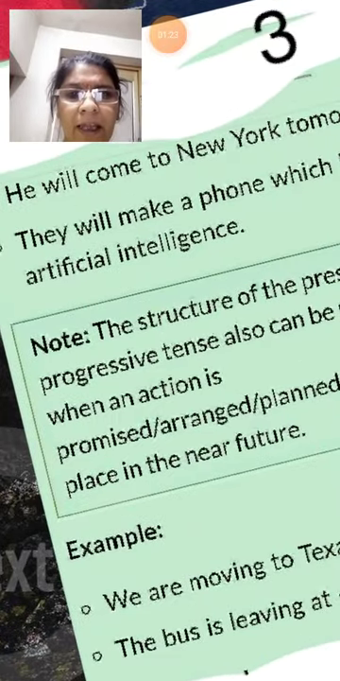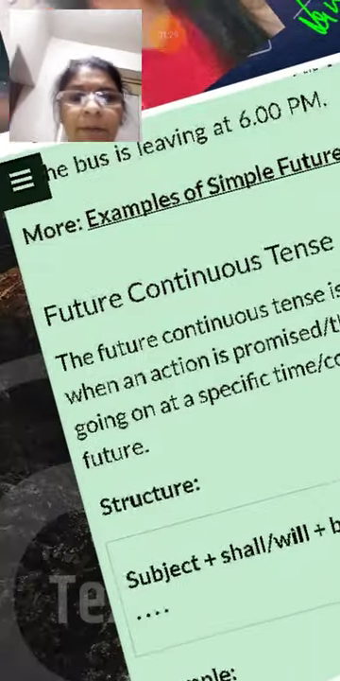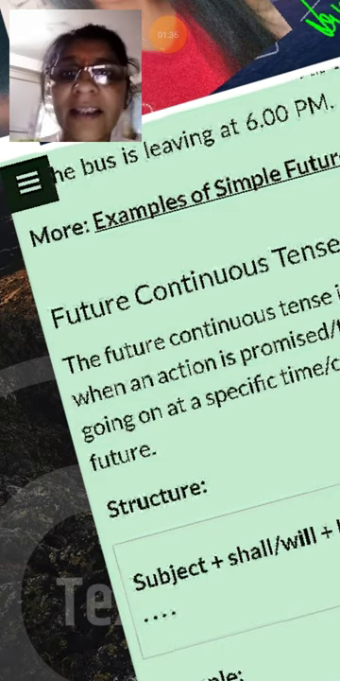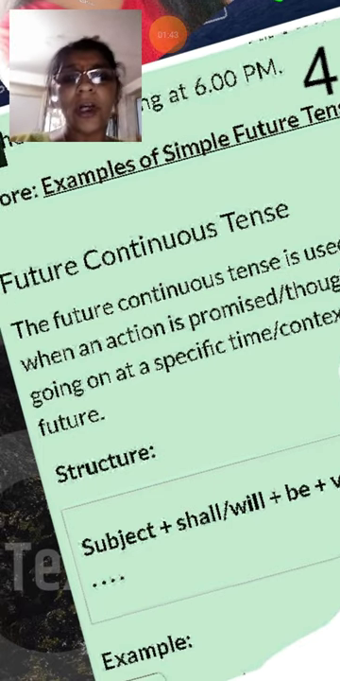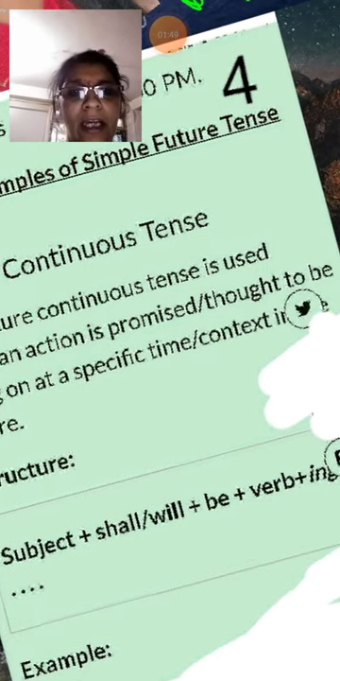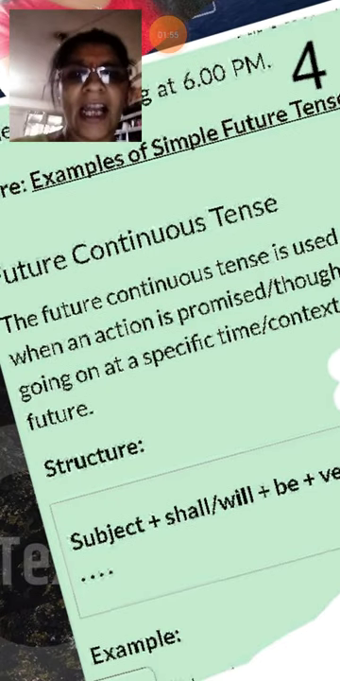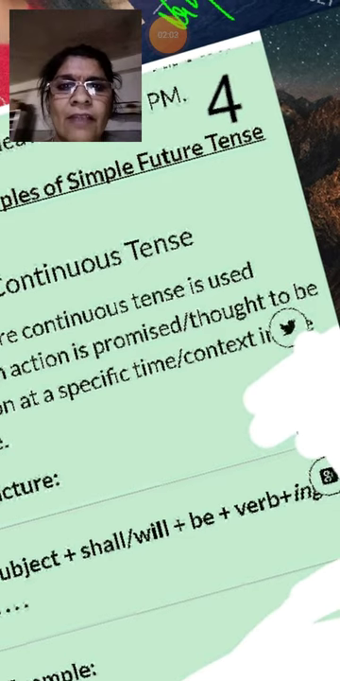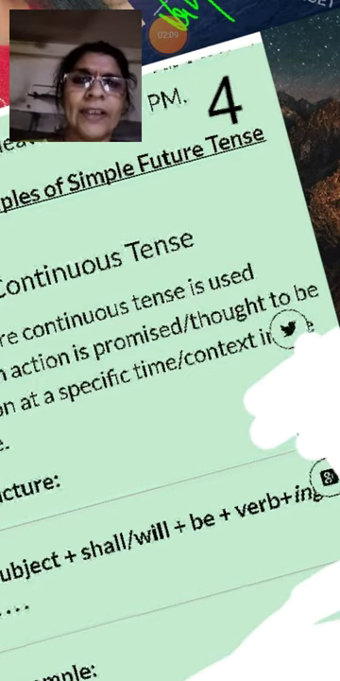I completed that in my earlier lecture, so today I explain to you about the future continuous tense. What is the future continuous tense and how is it used in sentence making? Okay, now I start. The future continuous tense is used when an action is thought to be going on at a specific time, in a specific context.